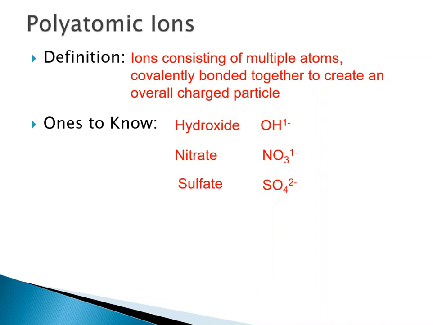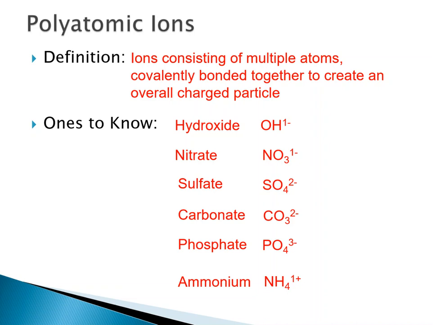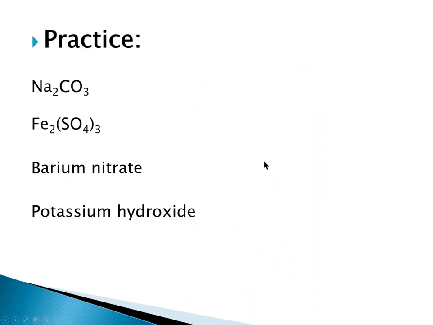All right, the next one is sulfate, SO4 2-, carbonate, CO3 2-, phosphate, PO4 3-, and ammonium, which is the only cation in this list, NH4 1+. Unfortunately, you have to just memorize these. The best way to do it is to write compounds that contain them, and I will give you plenty of that practice in class. All right, so let's go ahead and name these two and write formulas for these two.